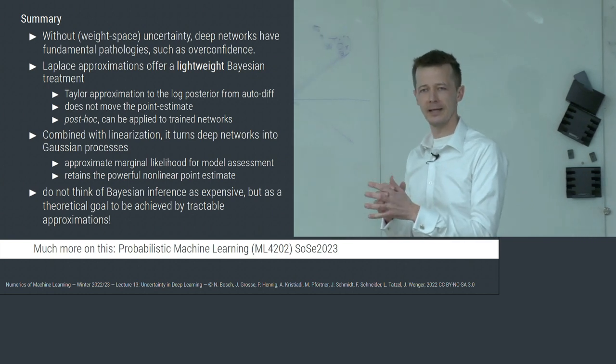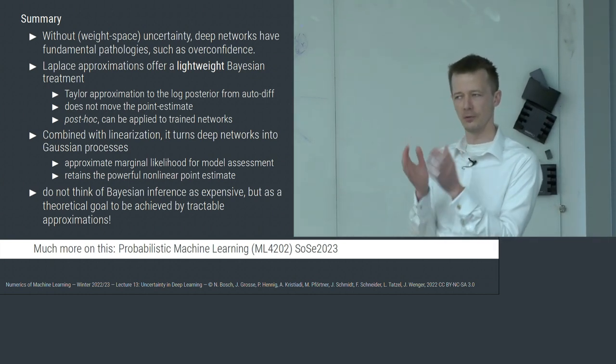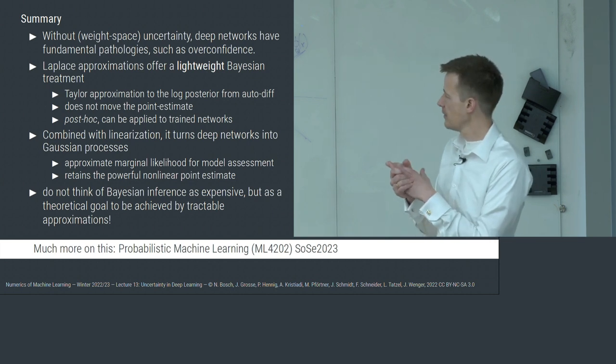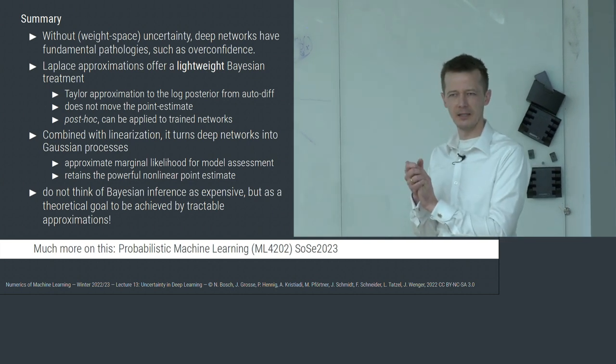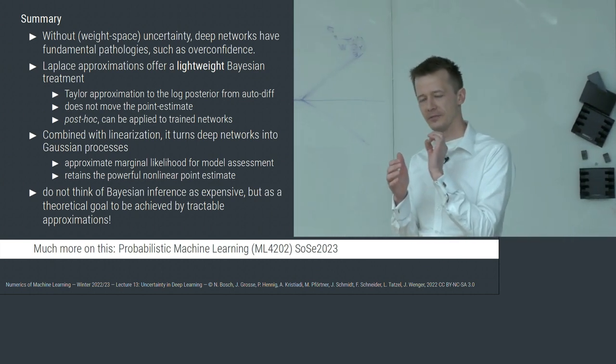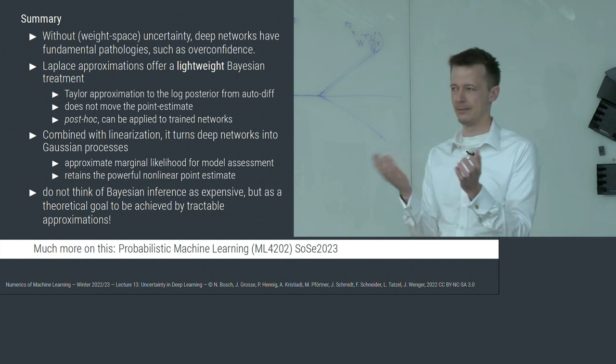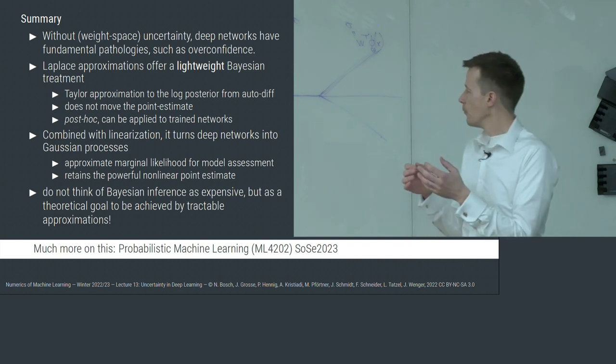So if you're already doing that, you might as well think about which Gaussian distribution to put on the weights. And I've argued, admittedly relatively vaguely, that one nice thing to do is to construct a curvature estimate of the loss function at the mode of the loss, a Laplace approximation. Why is this a good idea?